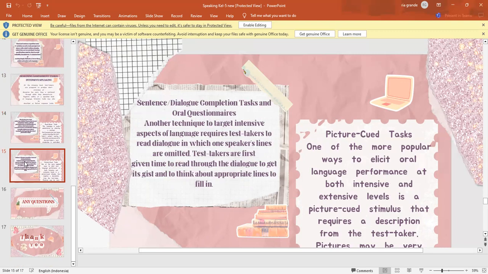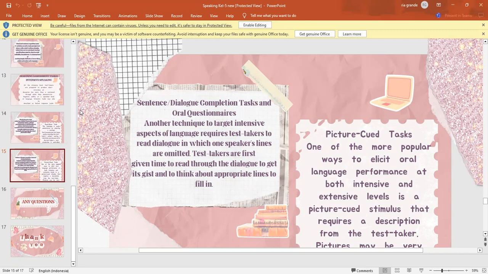Next is dialogue completion tasks and oral questionnaires. Another technique to target intensive aspects of language requires test takers to read a dialogue in which one speaker's lines are omitted. Test takers are first given time to read through the dialogue to get its gist and to think about appropriate lines to fill in.